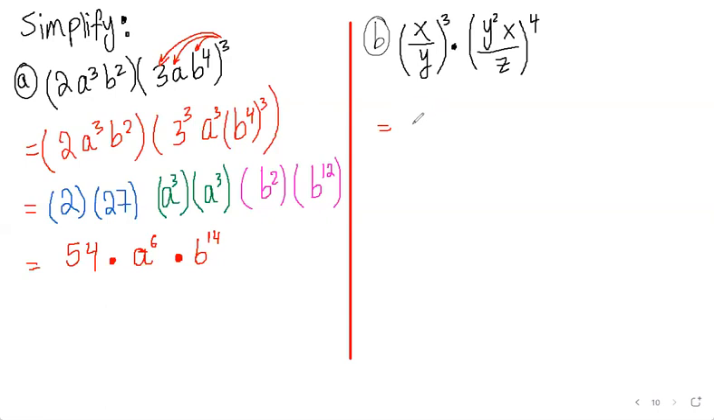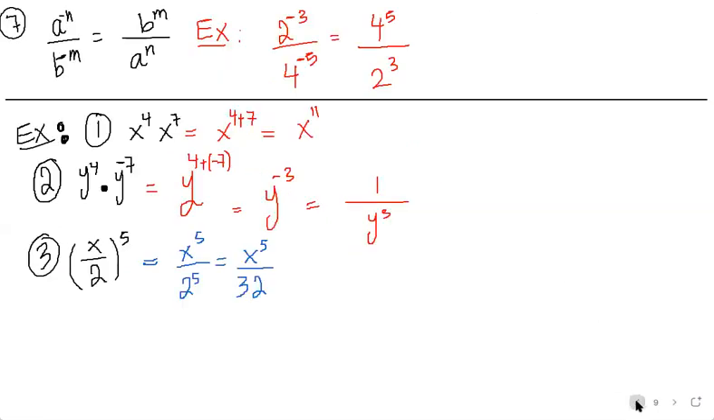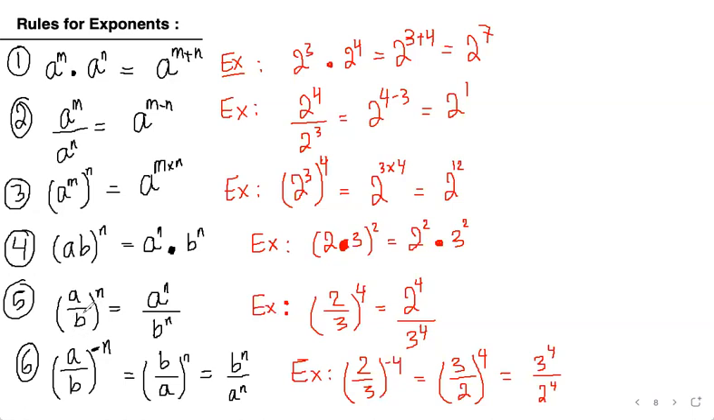So who will help me to do this one? I think we should start with the first one. Yes, the first parentheses: x raised to the power 3 over y raised to the power 3. So we're distributing the 3 inside the parentheses. This is the property here, number 5: (a over b) to the n is a to the n over b to the n.